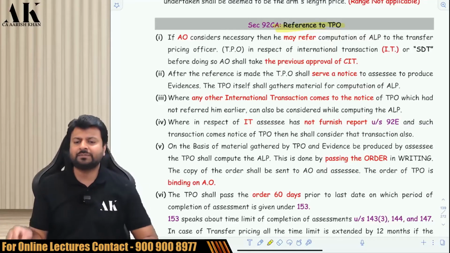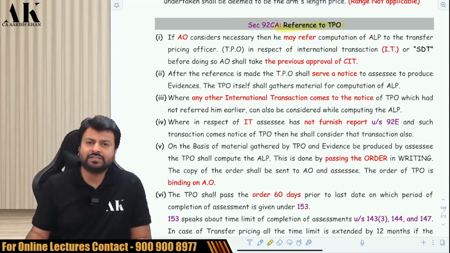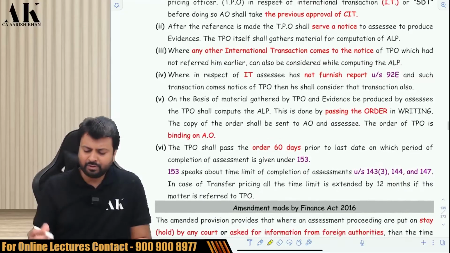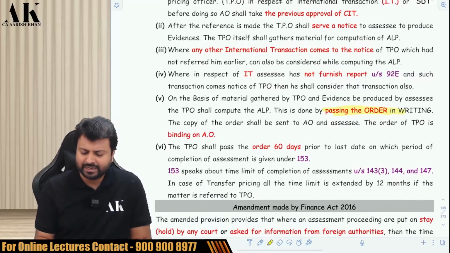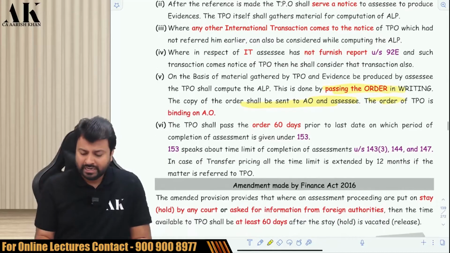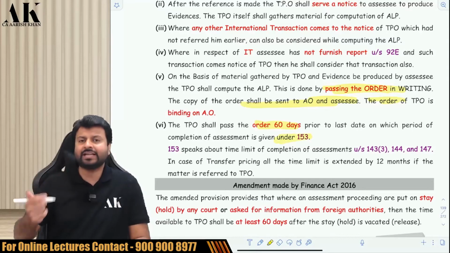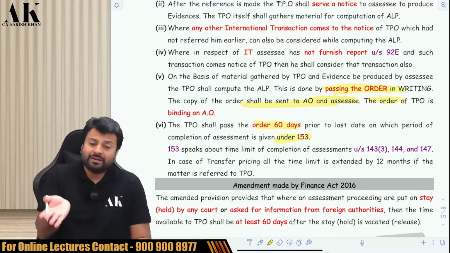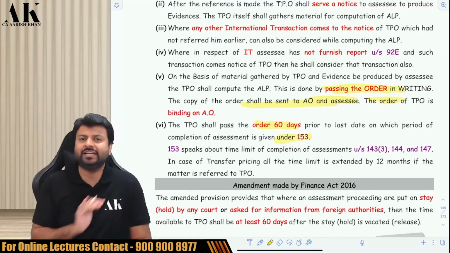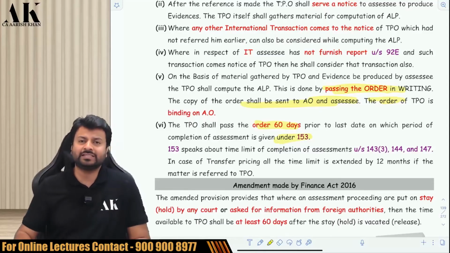Now, what will the transfer pricing officer do? How will he compute the arm's length price? He will compute the arm's length price by passing an order in writing, and he will send that order to the AO and also to the assessee. By when will he pass the order? He will pass the order at least 60 days prior to the completion of assessment. Whatever is the time limit to complete the assessment, he will pass the order at least 60 days prior to that particular assessment time limit.